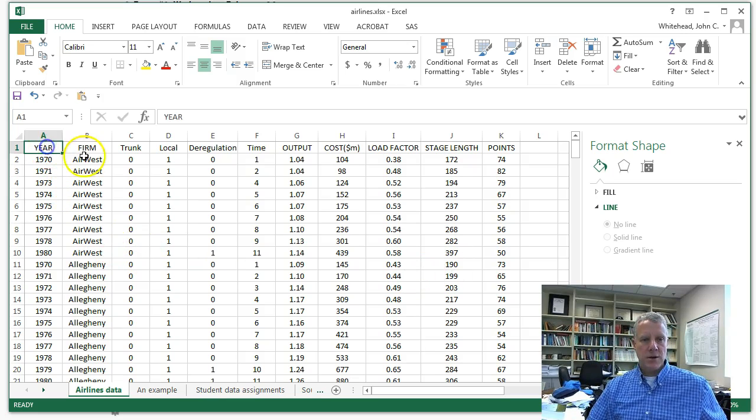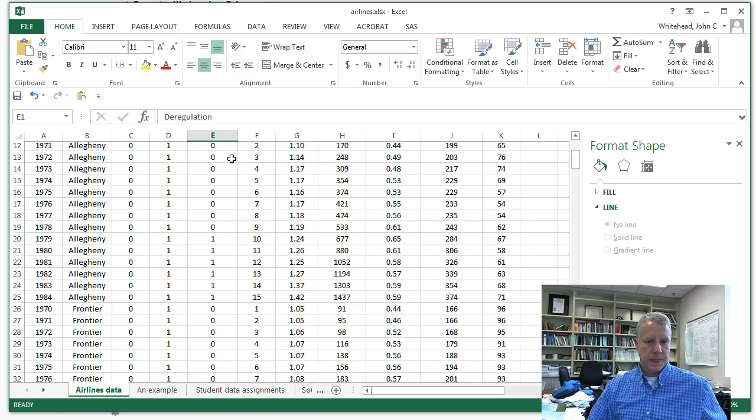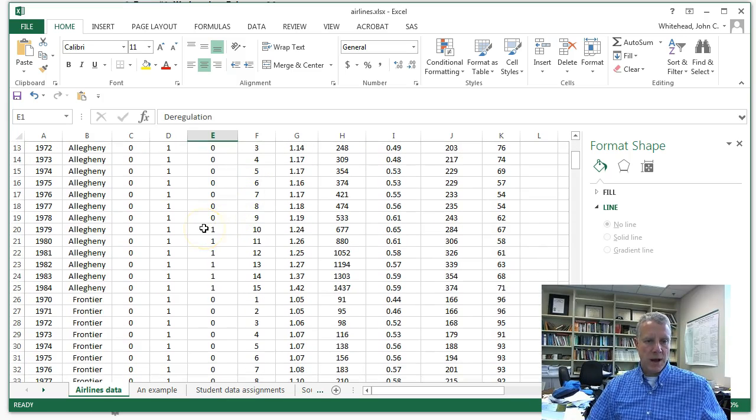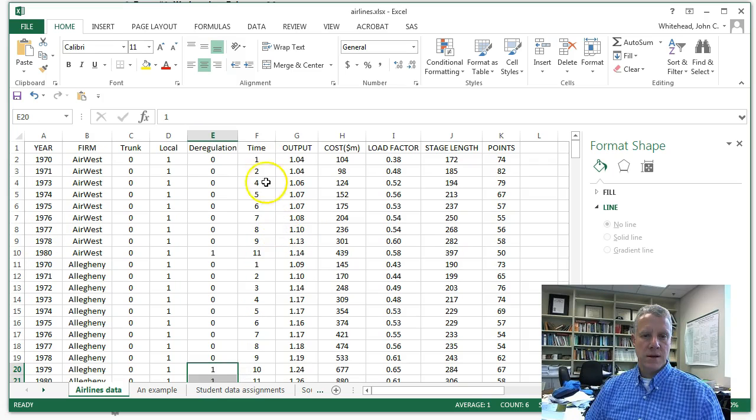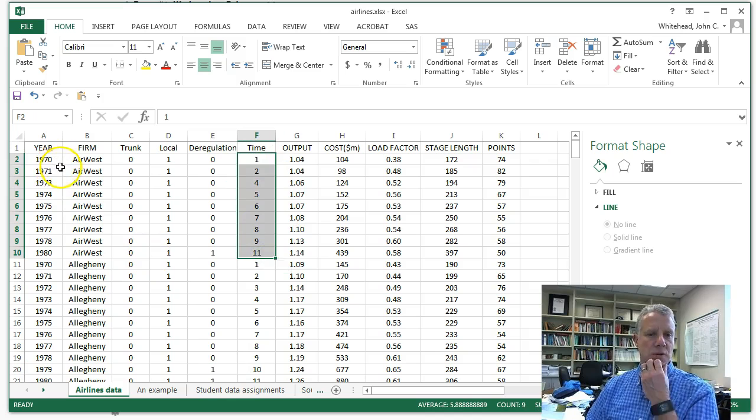So the data set includes the year of the data, the airline, the firm, and whether it's trunk. If it's 0, then that's a local airline. It also records whether this was after deregulation. We have a dummy variable: airline deregulation occurred in 1978, and this is equal to 1 every year after 1978. The time variable includes the year of the study. The data goes from 1970 to 1984.